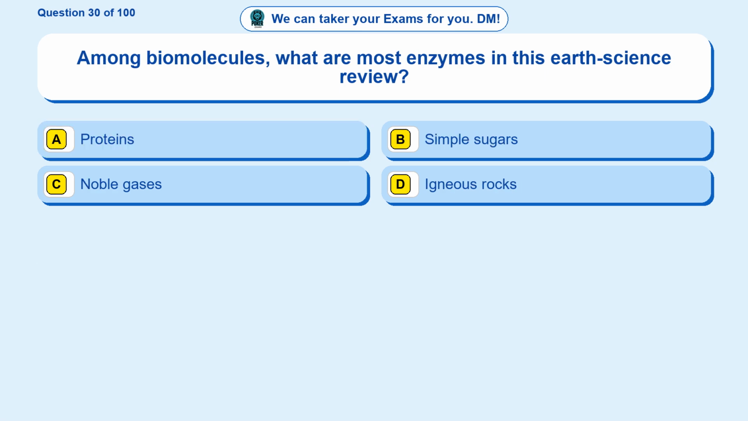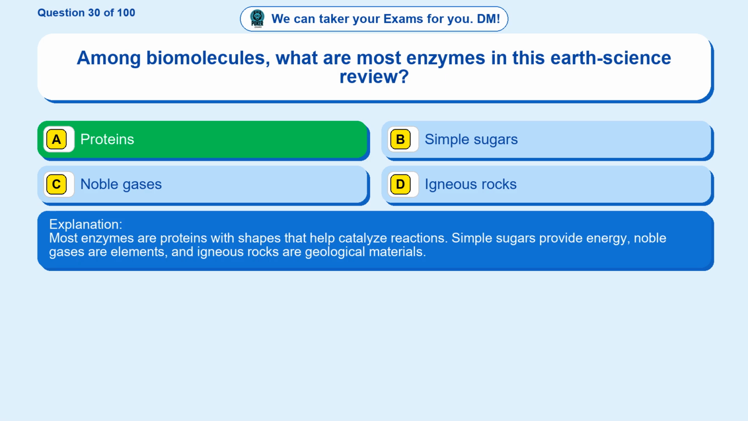Question 30. Among biomolecules, what are most enzymes in this Earth Science Review? Option A, proteins. Option B, simple sugars. Option C, noble gases. Option D, igneous rocks. The correct answer is option A. Proteins. Most enzymes are proteins with shapes that help catalyze reactions. Simple sugars provide energy, noble gases are elements, and igneous rocks are geological materials.